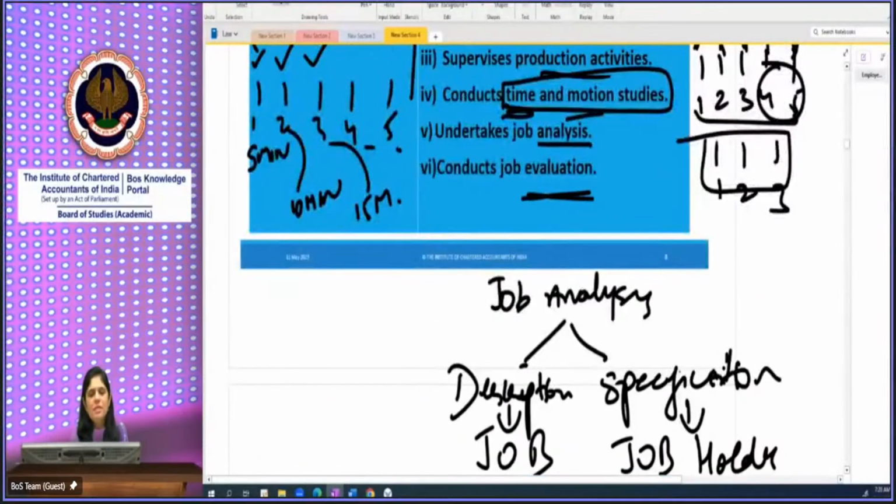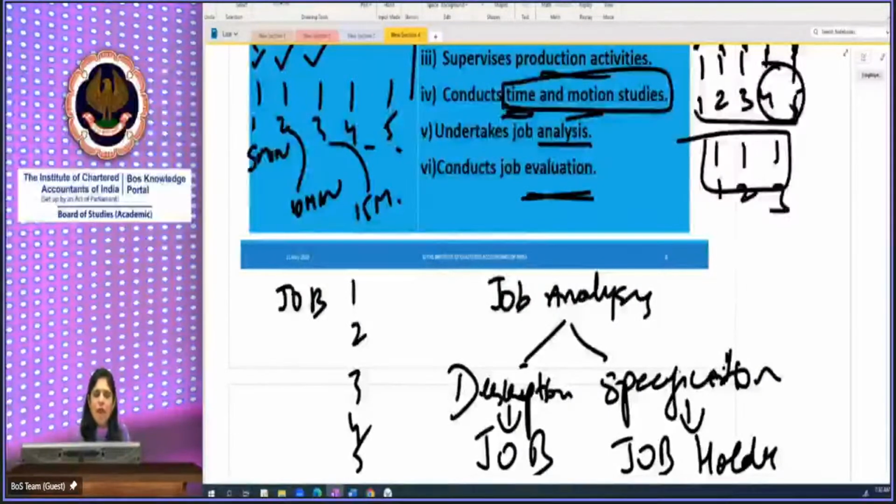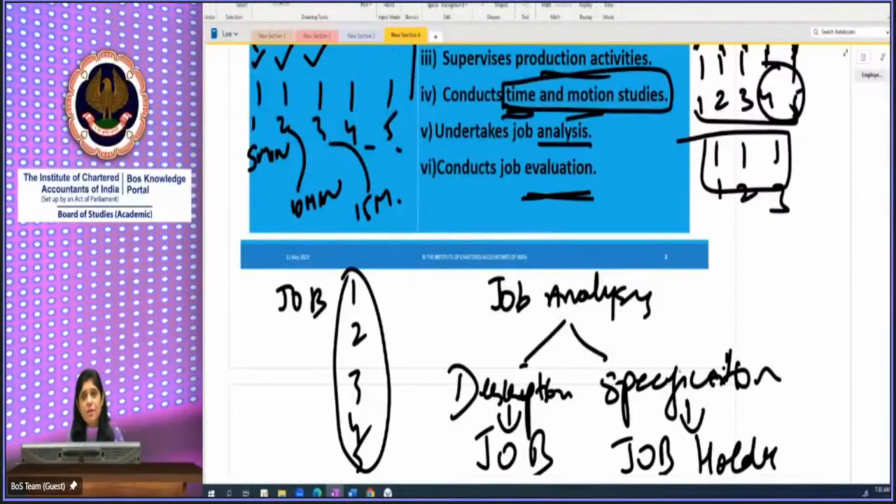Job evaluation means we are ranking all the jobs, which job is important for the organization. So job number 1, 2, 3, 4, 5. Now we have to evaluate these jobs as per their importance to the organization. So job 1 is most important to the organization, so it's ranked as 1. The salary for job 1 will be the highest because this job is very, very important to the organization. So whosoever is on job 1 will be paid the highest.